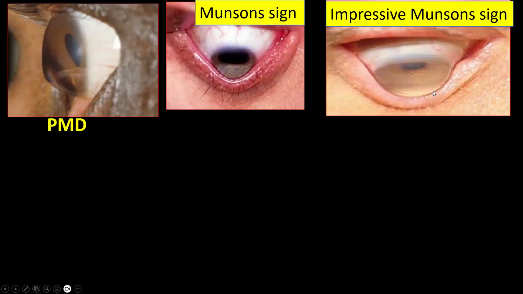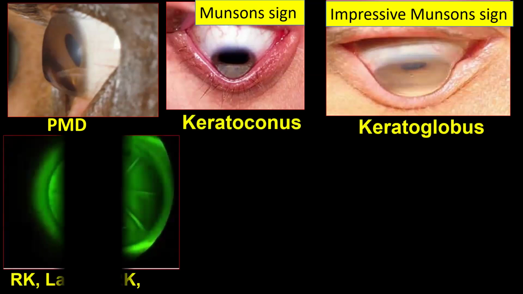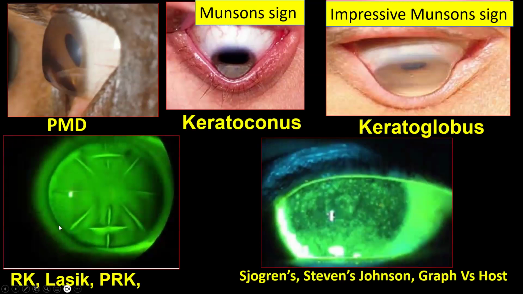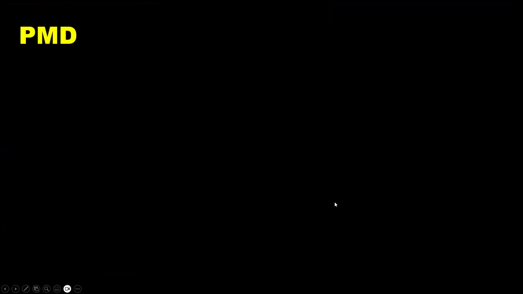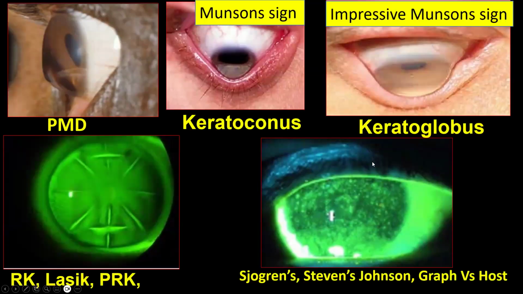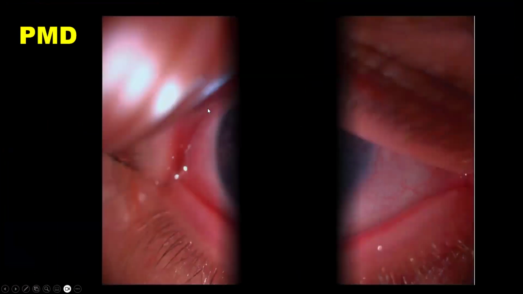And this is what you have when you have keratoglobus, where all aspects of the cornea are affected. That's an impressive Munson's sign. And again, this is what you have in post corneal surgeries such as RK, LASIK, and PRK. And the Sjogren's syndrome, where you have the dryness and the dry spots appearing here. Okay. I think I've mentioned this.